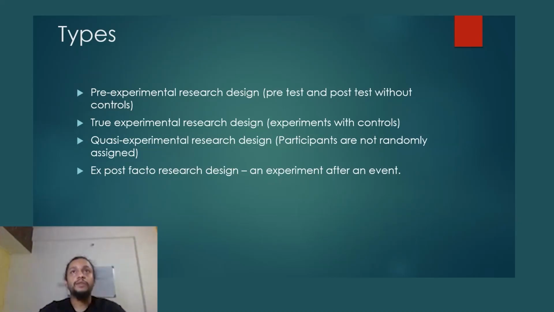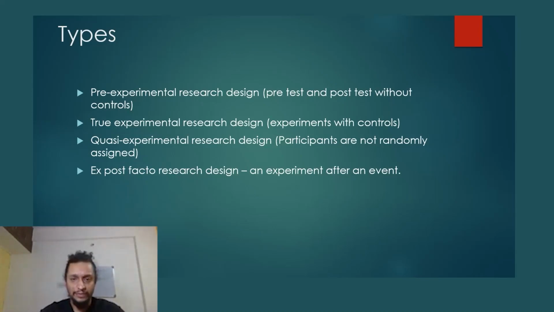So this is still an experimental method, but it's a weak experimental method. If you have a pre-test, post-test design without a control group, it's a weak experimental design. If you have a control group and you're still doing pre-test, post-test, then that's a strong experimental design, right? Then you have true experimental design.